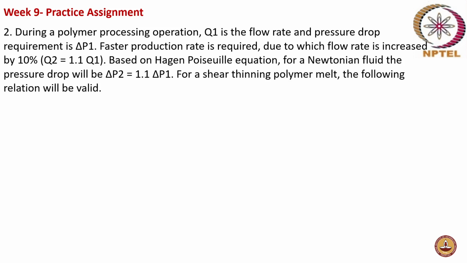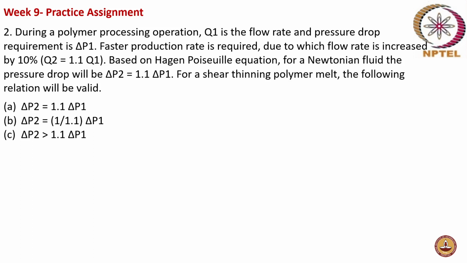Based on Hagen-Poiseuille equation, for the Newtonian fluid, the pressure drop delta P2 will be equal to 1.1 times of delta P1. Now tell me, for a shear thinning polymer melt, which of the following relation will be valid? Will it also have delta P2 equal to 1.1 times of delta P1, or delta P2 equal to 1 by 1.1 times of delta P1, or delta P2 greater than 1.1 times of delta P1, or delta P2 less than 1.1 times of delta P1? Which one of the following is correct?